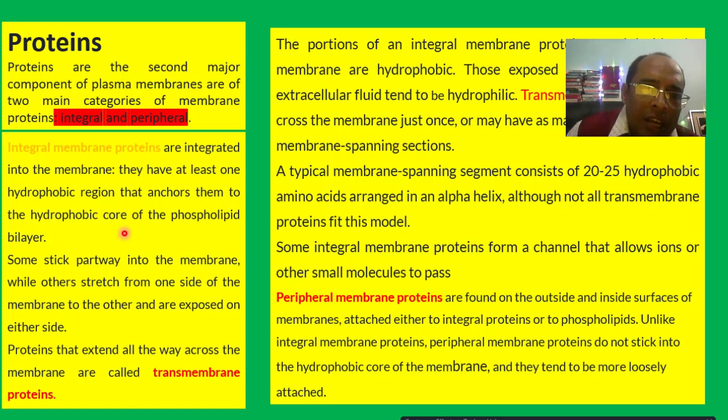And there is another integral protein. That protein extends all the way across the membrane, from one side to the other. So the name of that integral protein is transmembrane protein, as I have already told you. Okay, the portions of an integral protein found inside the membrane are hydrophobic. So when the protein part is hydrophobic, then it can easily find space in the hydrophobic intermembrane space.